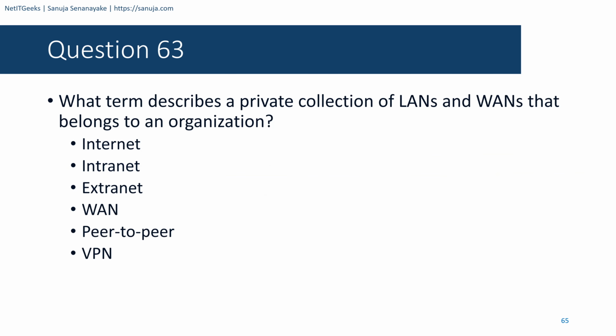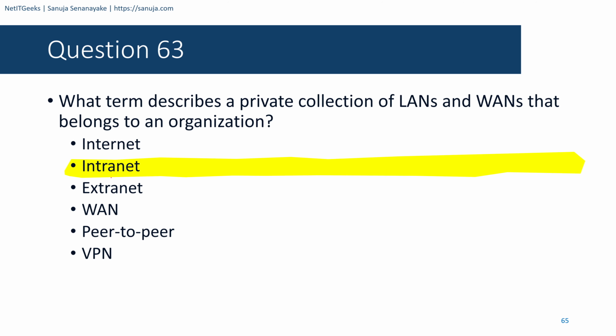Question number 63. What term describes a private collection of local area networks, also known as LANs, and wide area networks, WANs, that belongs to an organization? What term, in other words, best describes a private collection of LANs and WANs? Internet, intranet, extranet, WAN, peer-to-peer, VPN. This should be an easy answer.